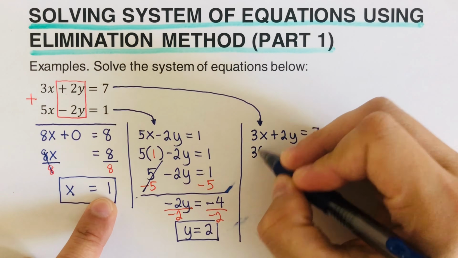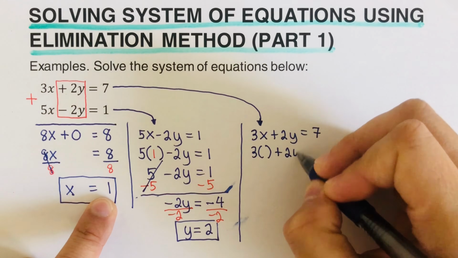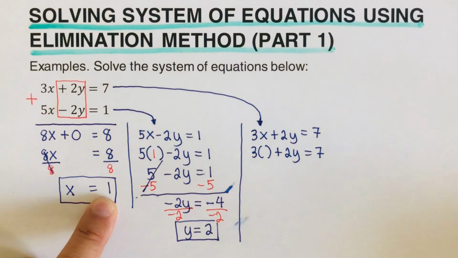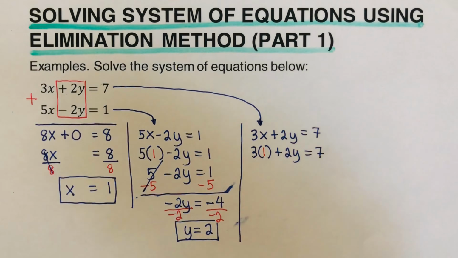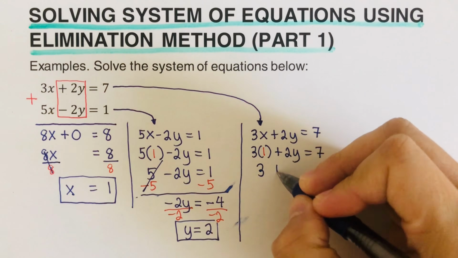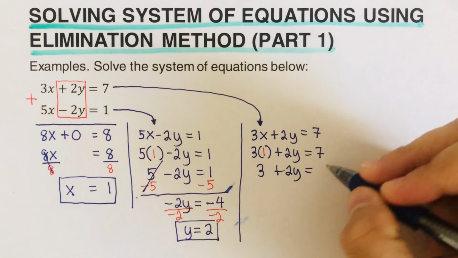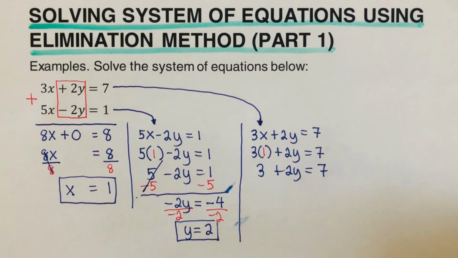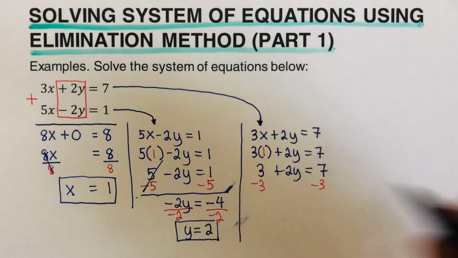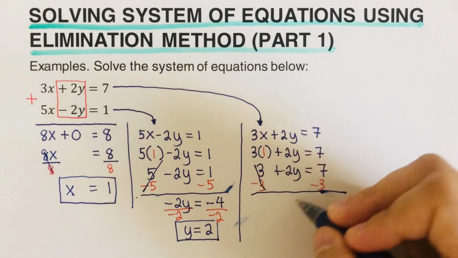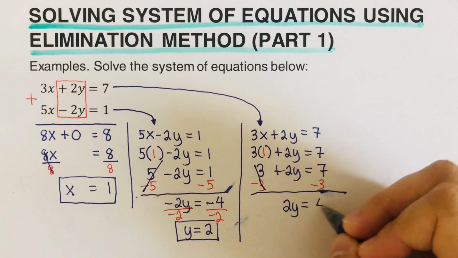So that would be 3 parentheses plus 2y equals 7. And then again, the x is 1, so I'll put that in here. So that would come out 3 plus 2y equals 7. So then I subtract 3 from both sides, minus 3 and minus 3. So then we are left with 2y is equal to 4.